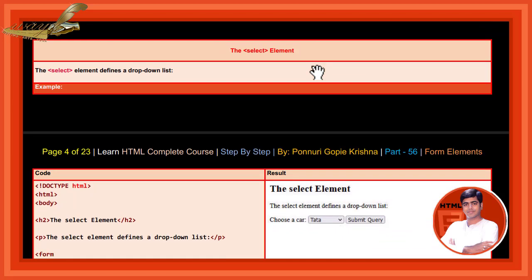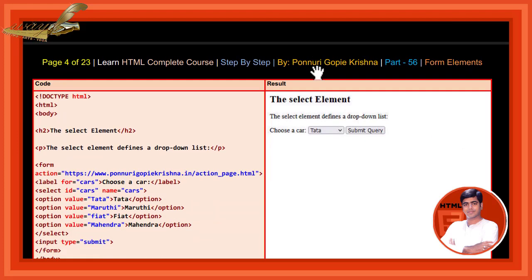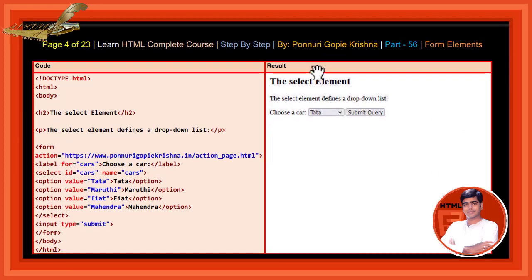The select element. The select element defines a drop-down list. See here, by writing and executing this code, it drops down. If you click Tata, the other elements Maruti, Fiat, Mahindra will be displayed.